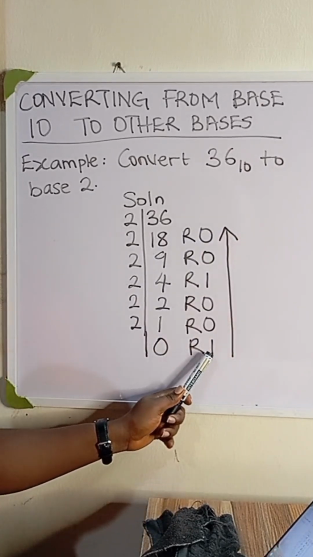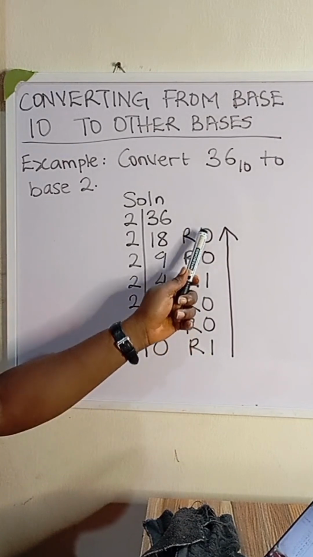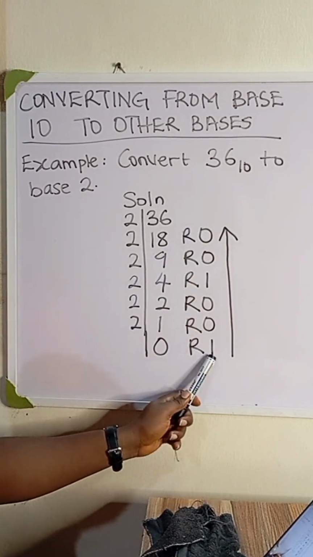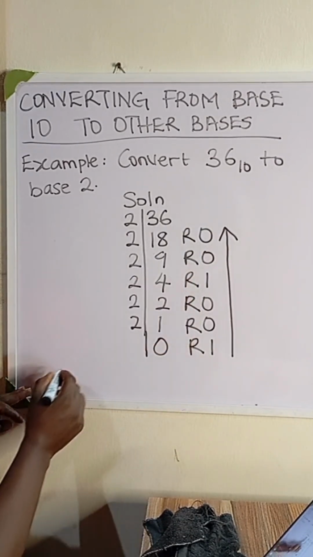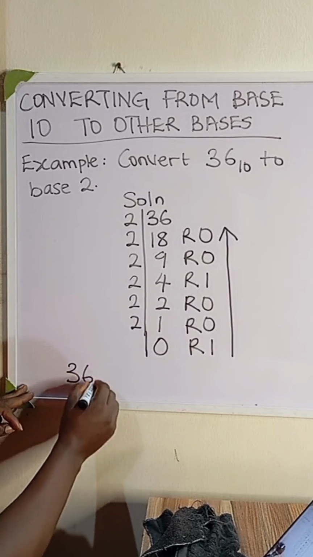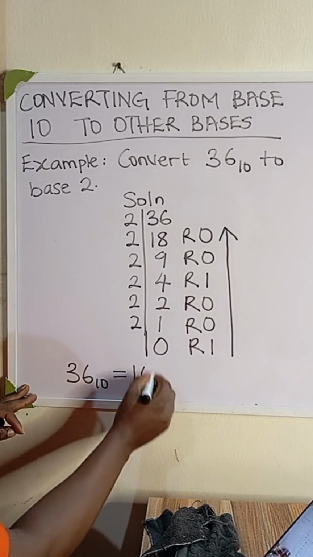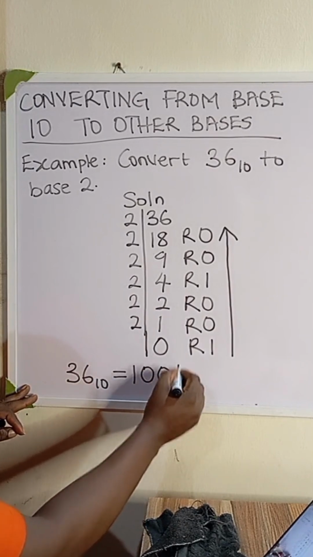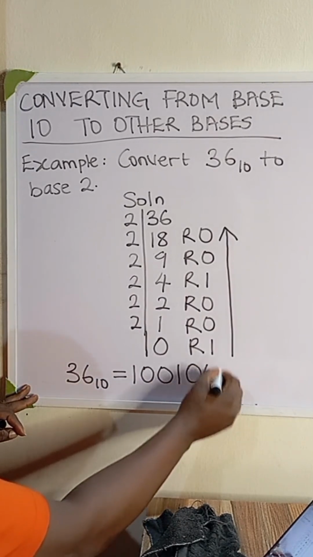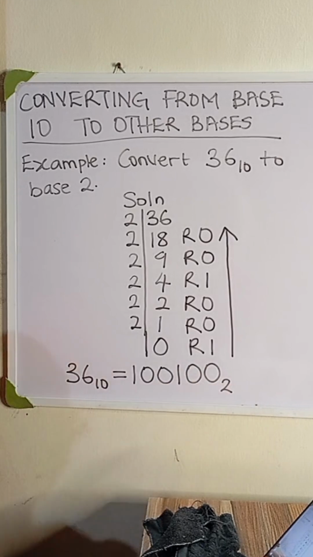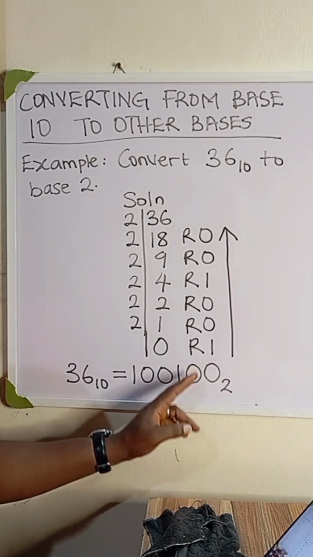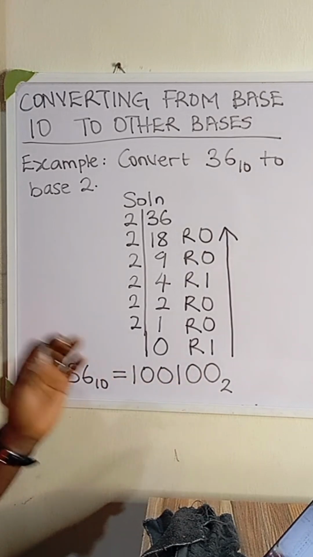This arrow tells us that we are going to write from bottom to top. When we are writing our answer, we write from bottom to top. So this means 36 base 10 is equal to 1, 0, 0, 1, 0, 0 base 2.